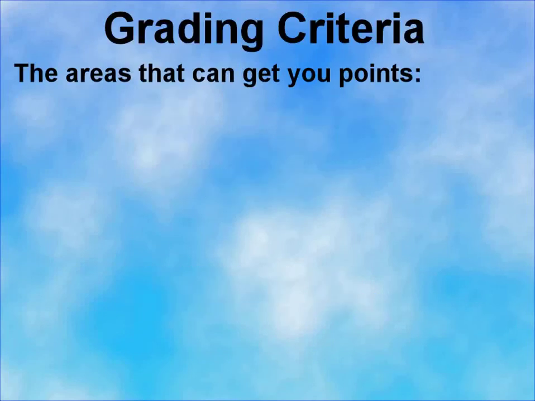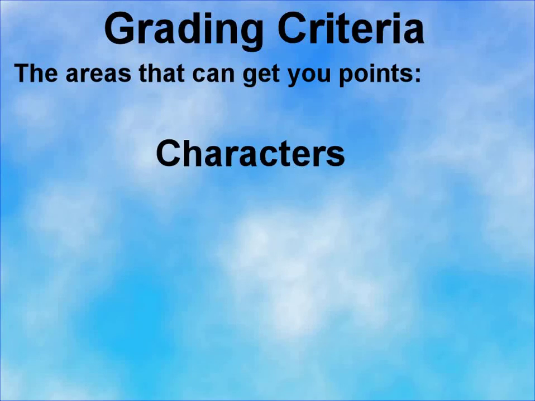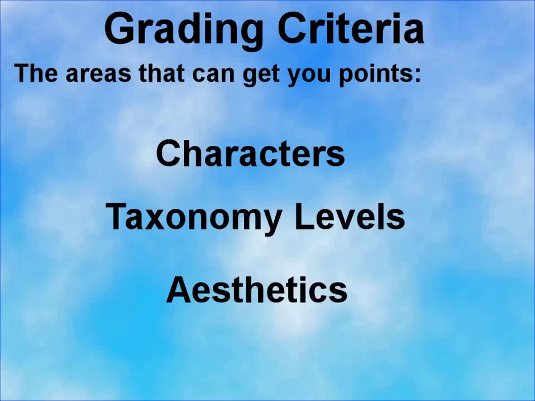The grading criteria is the three general areas that can get you points. There are the characters, the taxonomy levels, and aesthetics. All three of these are detailed at much greater level on the class blog in terms of point breakdown. What I'm going to do is go through each of these areas and show you how to get the maximum possible points and talk a little bit about that.